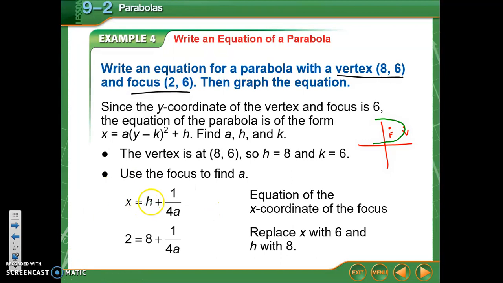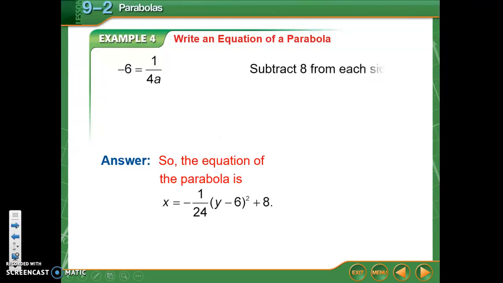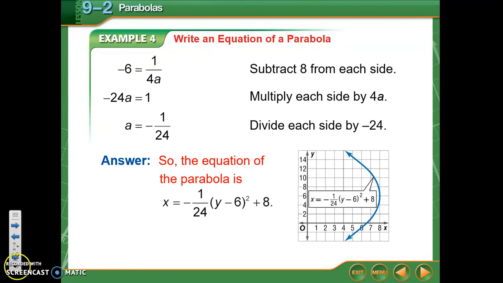I know my h is 8 and x is 2, because I get that from the focus. And then I just solve for a. And I get -1/24. And I just plug that into the equation of my parabola and use that to graph. We'll practice more tomorrow.